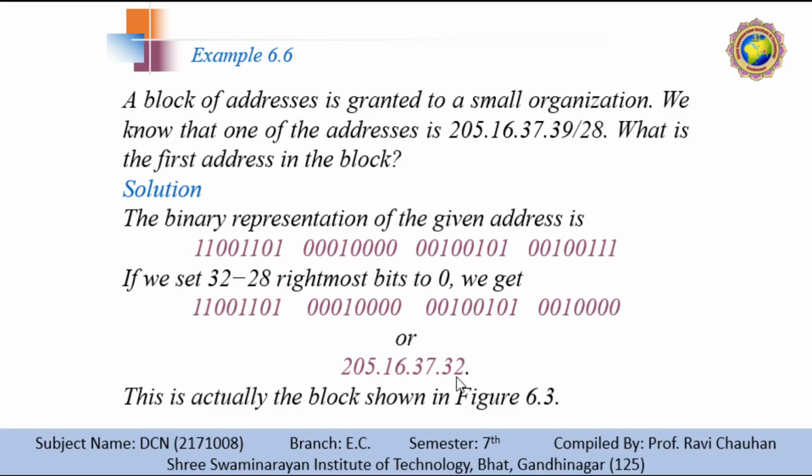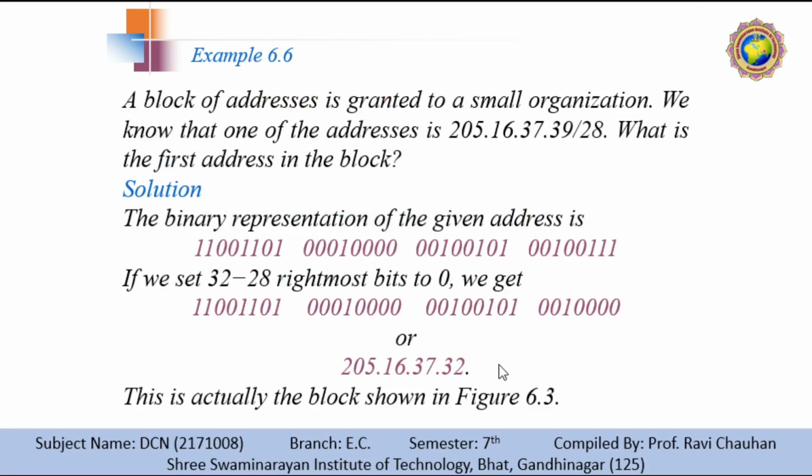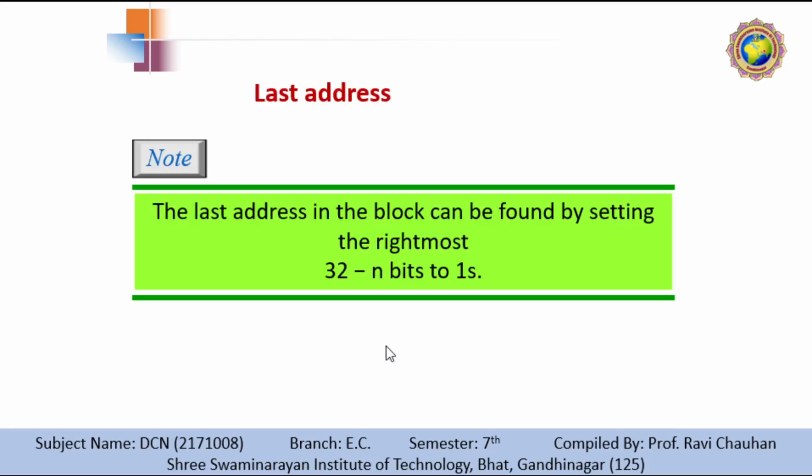Fine. So it is just the block shown in our figure, as you can see over here. So 205.16.37.32 is our first address. So what is the last address? The last address in the block can be found by setting the 32 minus n rightmost bits in the binary notation of the address to ones.